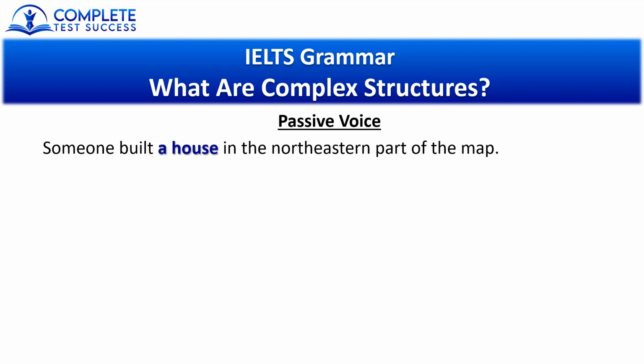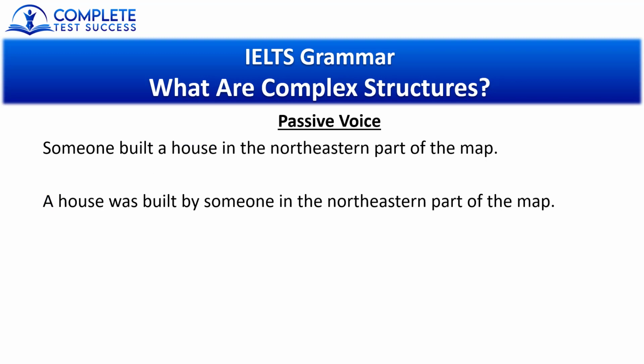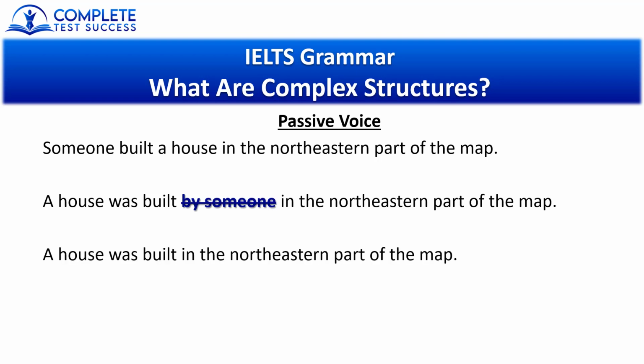So I can use a passive structure like this. A house was built by someone in the northeastern part of the map. However, because it's not really important that someone built it, it's only important that it was built, I don't need to include "by someone". So I can just remove that and write the sentence like this. A house was built in the northeastern part of the map.